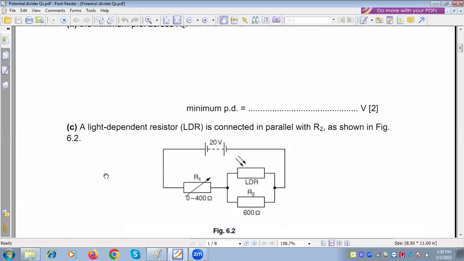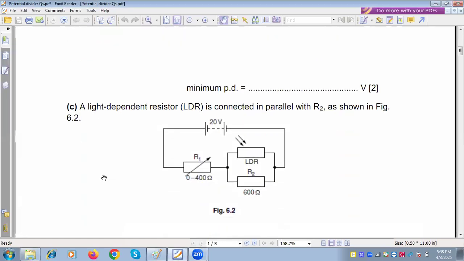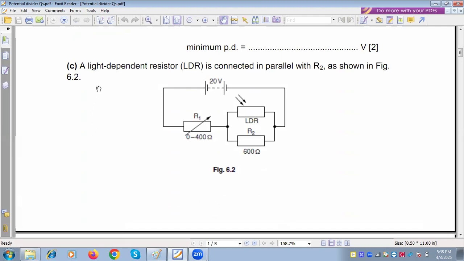Now let us see the next part. Now there are some changes made in the circuit. A light dependent resistor, that is LDR, is connected in parallel with R2. So R2 is 600 and R1 is adjustable, and the LDR's resistance is not mentioned in this part. Let us see what the next part of the question says.